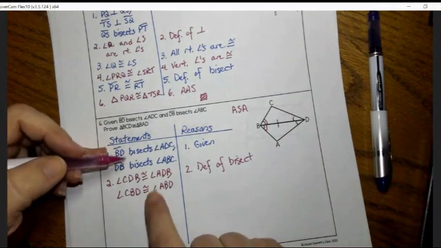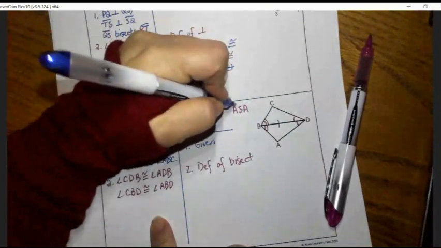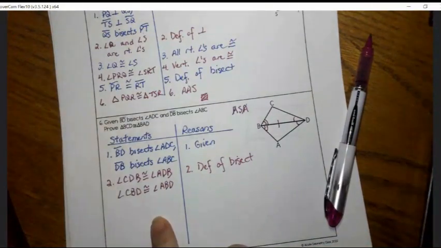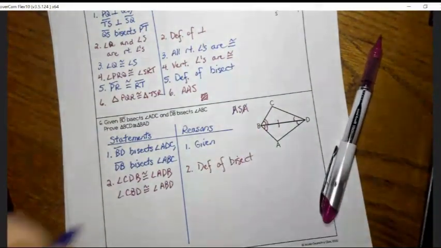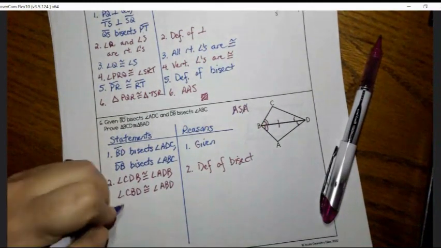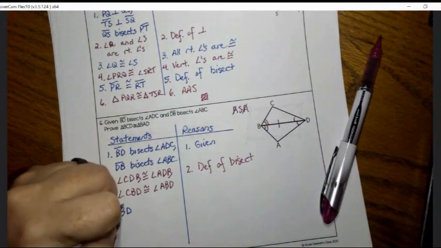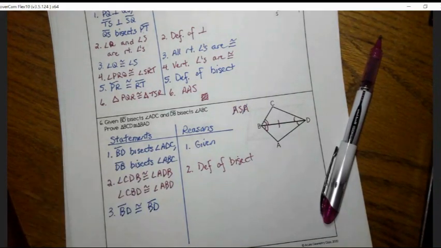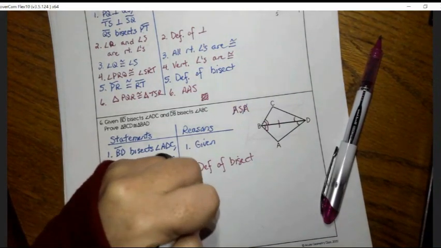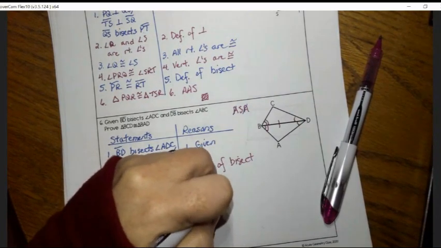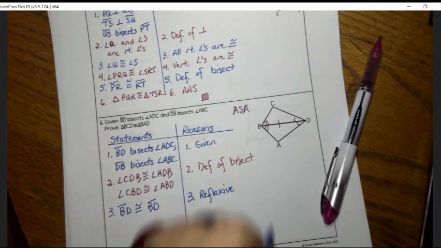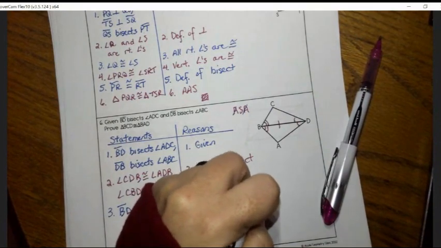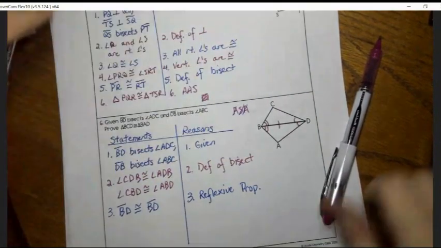So I just said that two different angles were congruent, so let's mark off the A's. Now all I have is the sides that are congruent. So that side BD is congruent to itself, which is the reflexive property. You mark off the S.